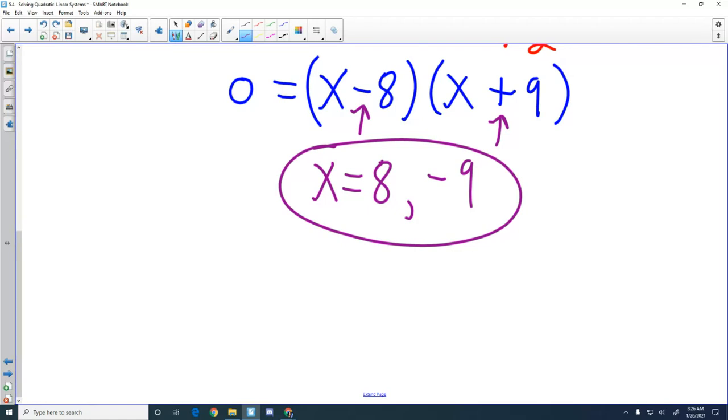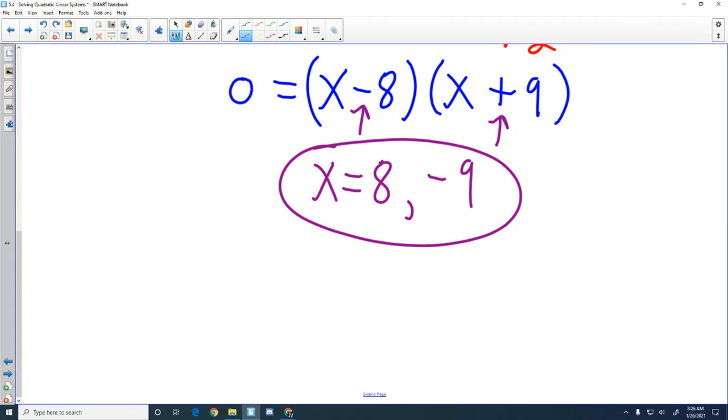So basically, it's going to be something like the warm-up problem that we did, where you've got a line that crosses a parabola 2 times. And they're going to cross at 2 points, two different ordered pairs. And I don't know exactly what those coordinates are. So this 8, negative 9, that's not an ordered pair. Those are both just the x values.